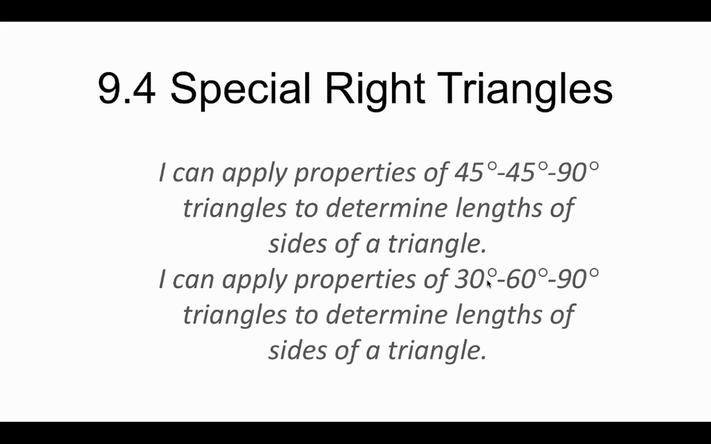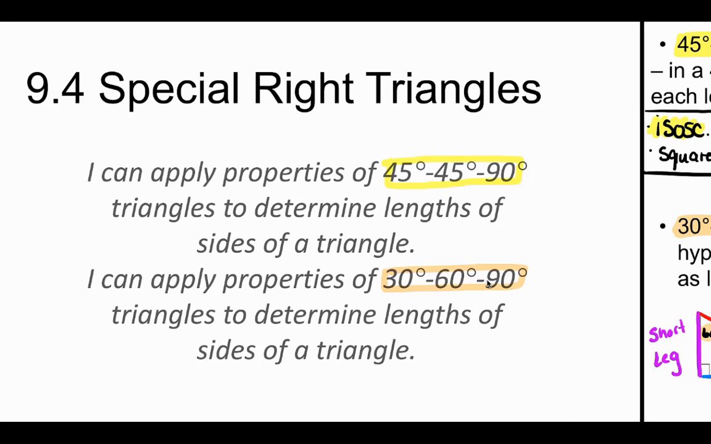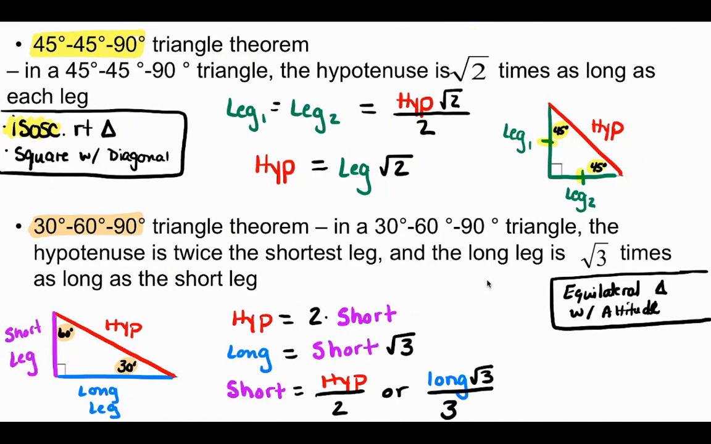This is special right triangles. So we have two special right triangles, and it is their angle measures that will differentiate them. So we're going to look at the special side length rules for special right triangles. There are two special right triangles.